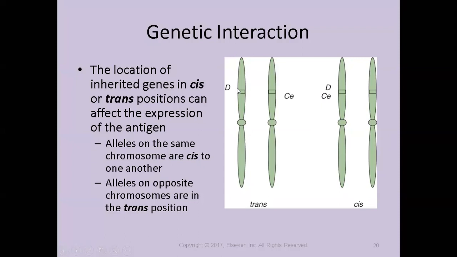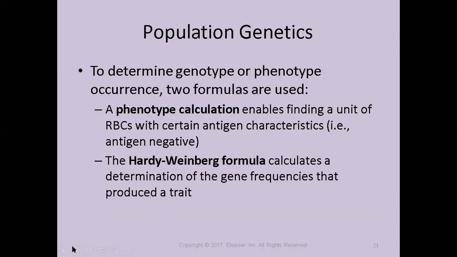When we have alleles on opposite chromosomes, we call them trans. And so here we could see this individual also has big D, big C, and little e. However, they were not inherited on the same chromosome, but on different chromosomes. So we will call these trans to each other. Okay, and we'll look at examples exactly of how certain blood group system antigens are affected later. But for now, hopefully you understand the difference between cis and trans.